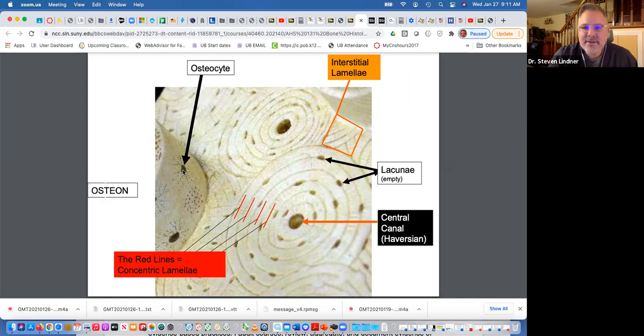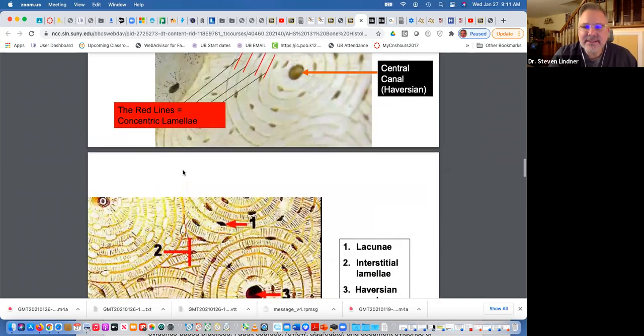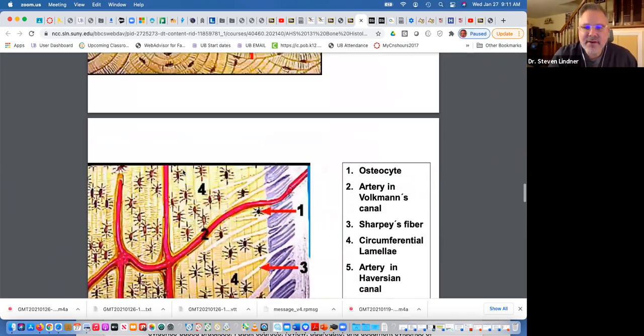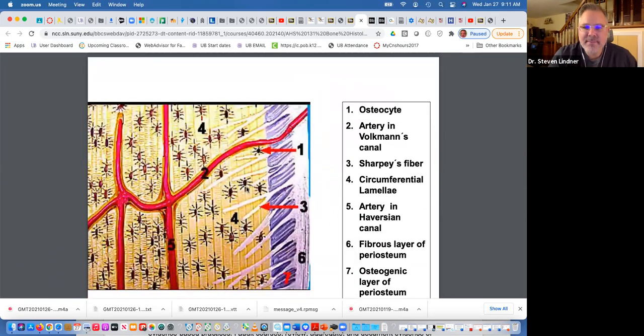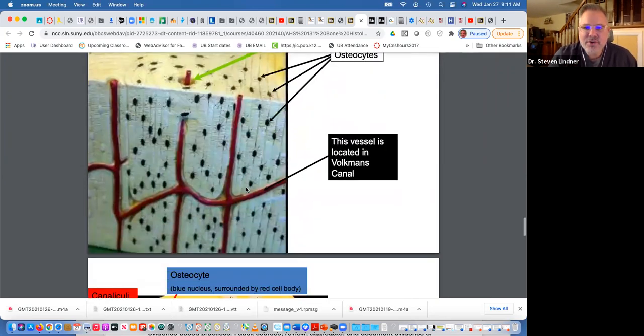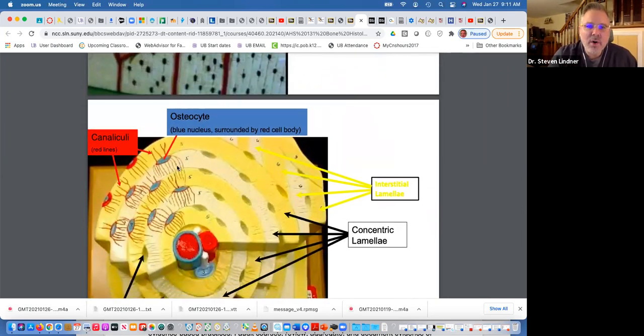Okay? And osteocytes have these little extensions, these little finger-like structures that come off of them. And these finger-like structures are called canaliculi. So the lacuna is the hollowed out cavity. The osteocyte is what sits inside the cavity. And then the jellyfish-like finger extensions that come off of them are called canaliculi. The rings are called concentric lamellae.